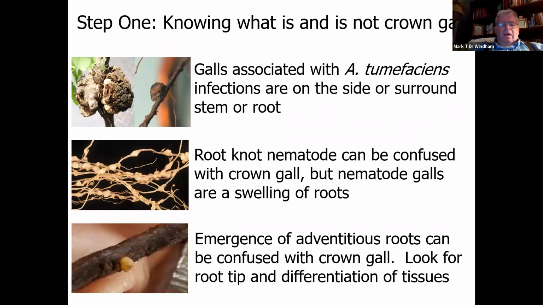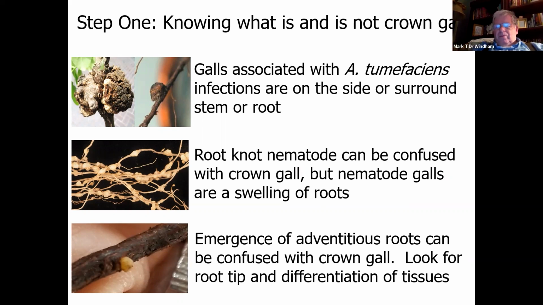Now, one of the key things in management, step one, is knowing what is and what is not crown gall. That is absolutely paramount. An Agrobacterium gall is going to start on the side of a root, like in the top right picture. Now, as that gall enlarges, it's not going to make the whole stem swell. It's just going to engulf the stem and surround it. It came out of one side and it's going to grow around the stem.